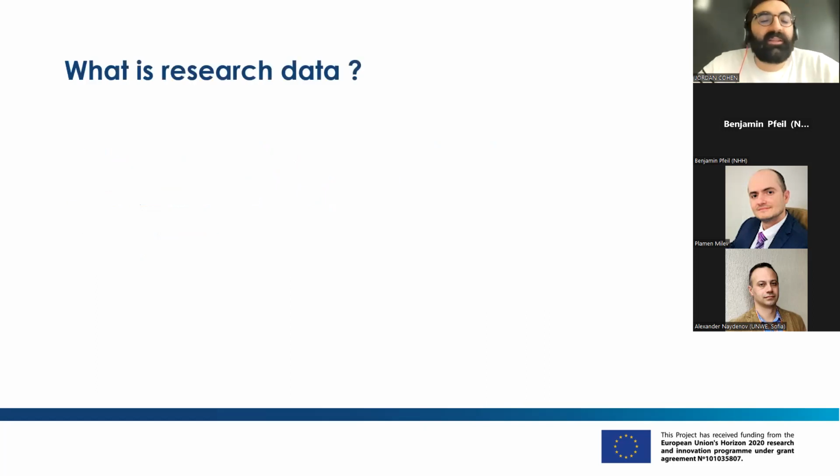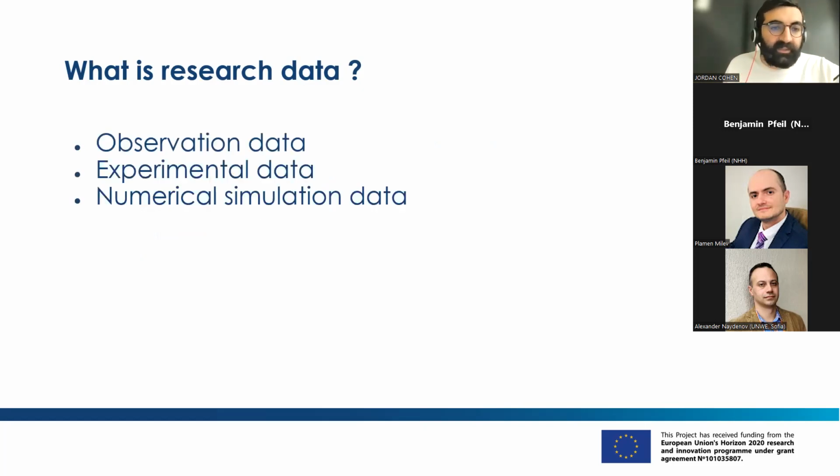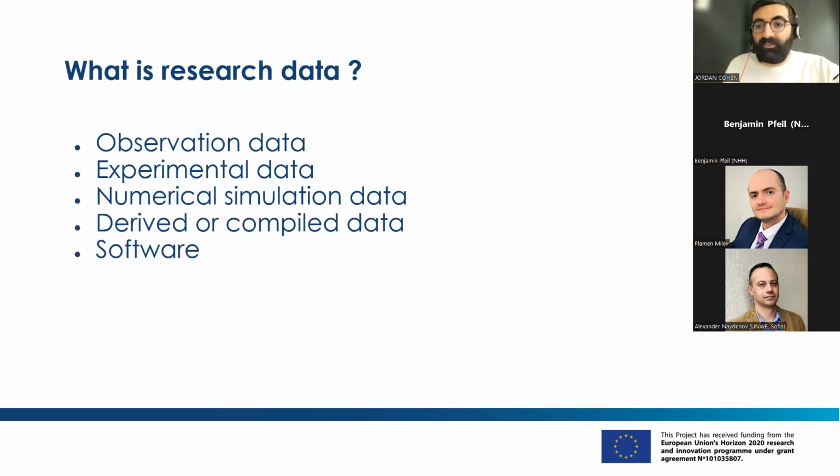So to begin, what is research data? Research data can have multiple forms. It can be observational data, experimental data, numerical simulation data, derived compiled data. It can be software. It can be just code. It can be text. It really is anything that helps you for your research, helps you write your articles, anything that has that value. So there's not really a definition. It's quite large for this research data.